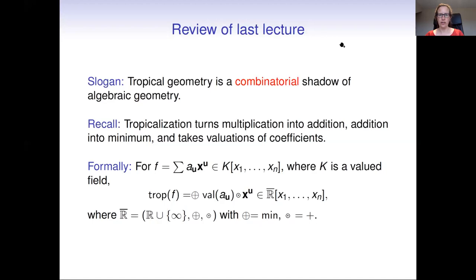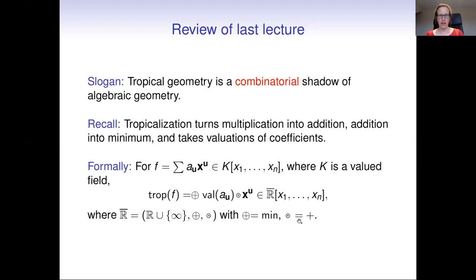So we want to start by recalling what we did. The other slogan we had was that tropical geometry is algebraic geometry over the tropical semi-ring. So the tropical semi-ring is R union infinity with two operations: tropical plus, which is minimum, and tropical multiplication, which is addition.